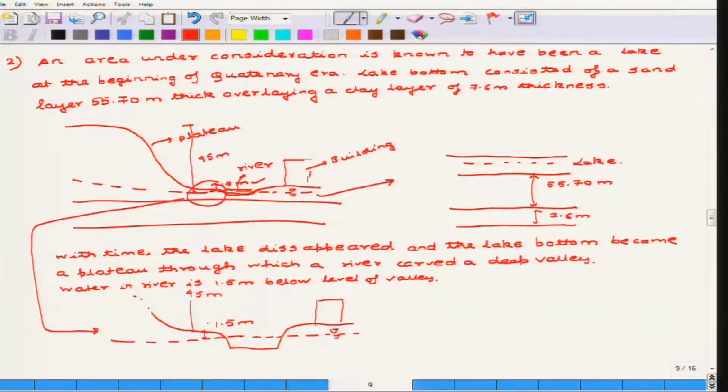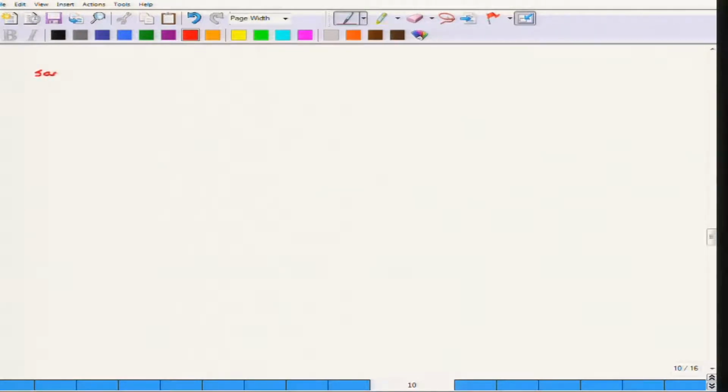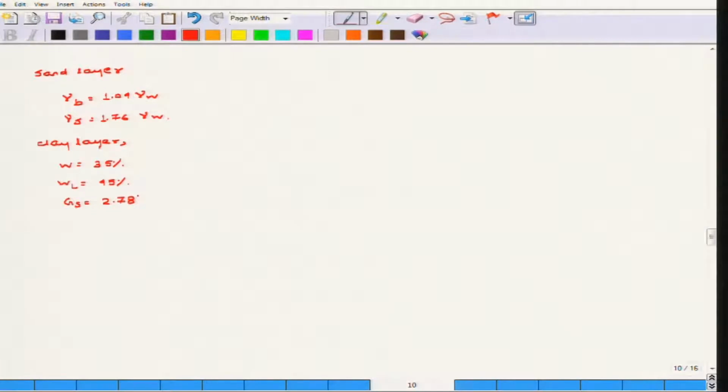Now, the first question that is asked is, given the sand layer has gamma B as 1.04 gamma W, gamma S as 1.76 gamma W, and the clay layer has W as 35%, WL, that means the liquid limit, as 45%, and GS, or the specific gravity of soil solids, as 2.78. You are asked to find out the pre-consolidation pressure first.